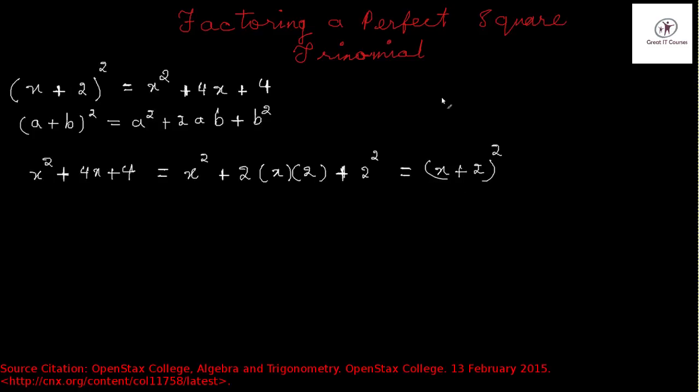So this is basically the meaning of factoring a perfect square trinomial. This was a perfect square trinomial, and we wrote it as a binomial whole squared. So here it's important to understand that a plus b whole squared is a squared plus 2ab plus b squared, and then try to guess those patterns like this, and then try to convert them.